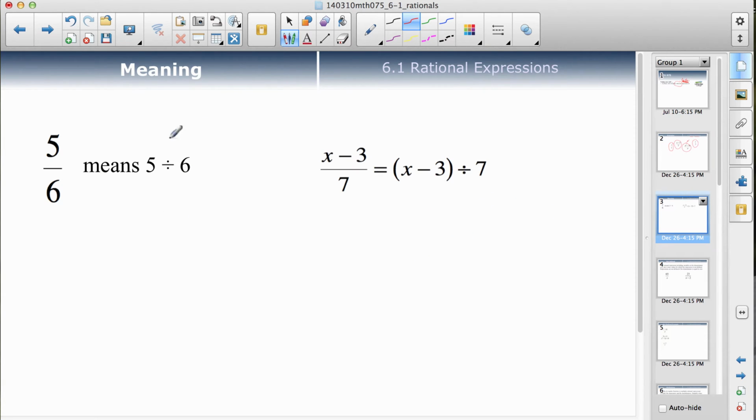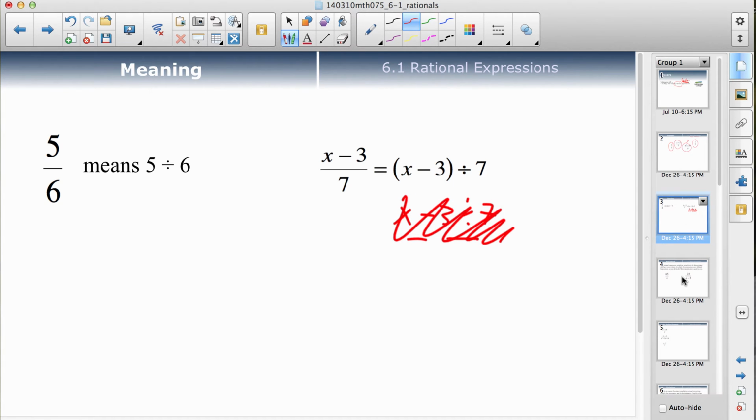Okay. When we're looking at any rational expression, remember that this dividing line means divide. So I could write it like 5 divided by 6, or I could write it like 5 divided by 6. They mean the same thing. Similarly over here, when you have a binomial on the top of a fraction, typically if you rewrite it like this, you do put it in brackets. Because if you wrote it like x minus 3 divided by 7, then in terms of order of operations, you'd want to do this first, then that. But that's not what this says or what that says. So don't write it like that.